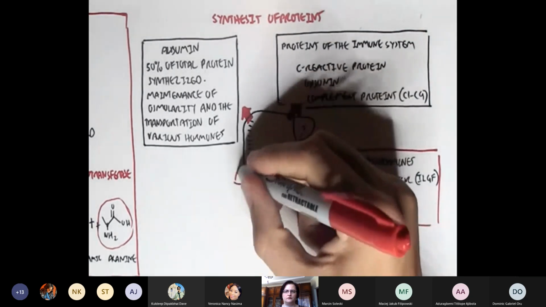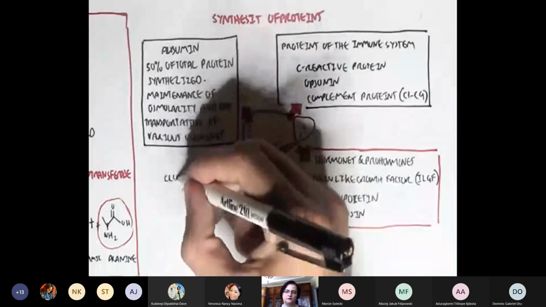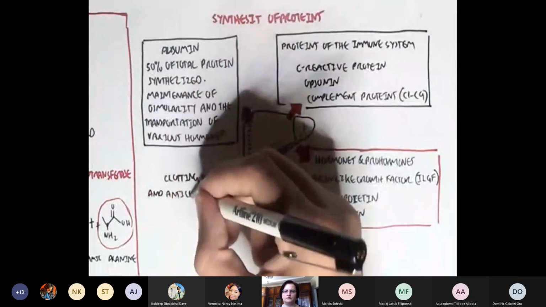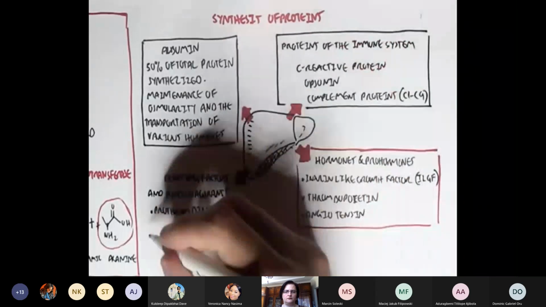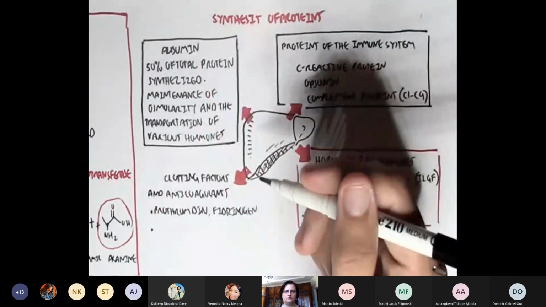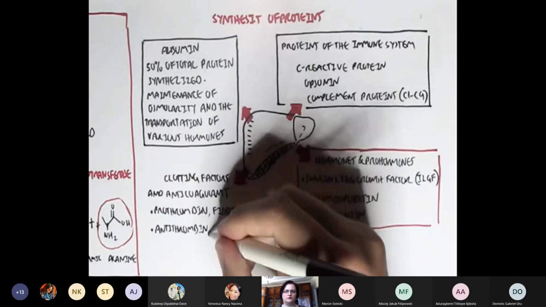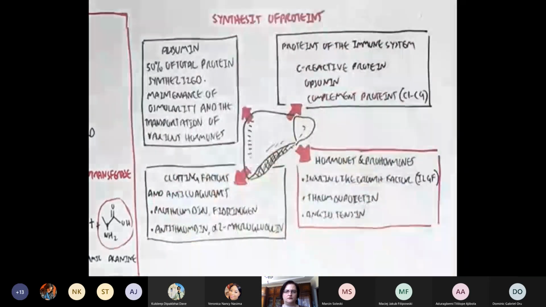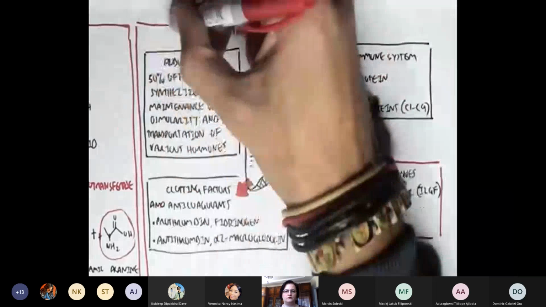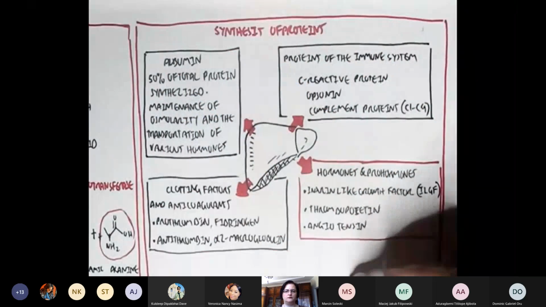The liver also synthesizes proteins that are clotting factors and inhibitors of coagulation, so anticoagulants. These are prothrombin, fibrinogen, and also antithrombin and alpha-2 microglobulin. Prothrombin and fibrinogen you may have heard of from hemostasis, in the repair of a damaged blood vessel, for example.